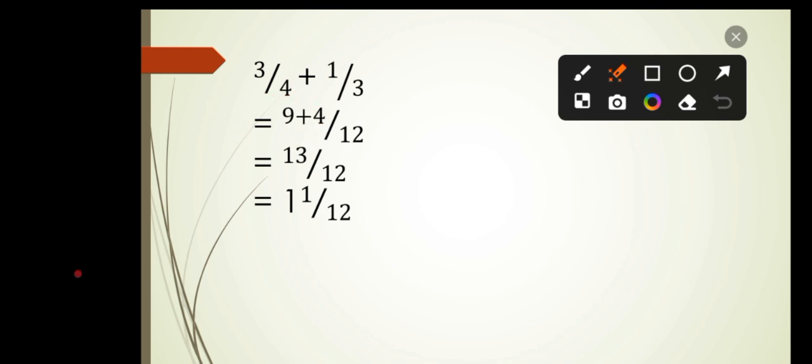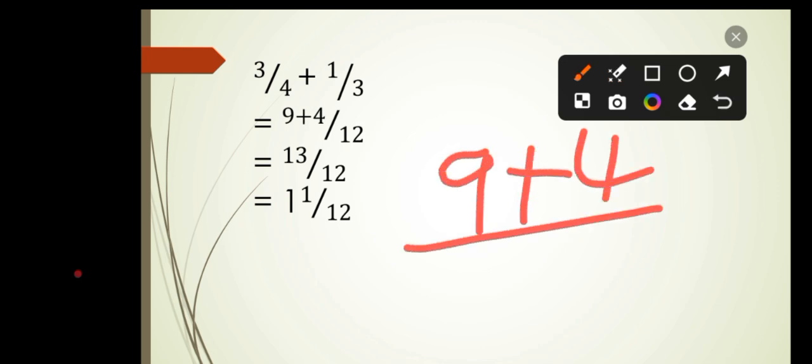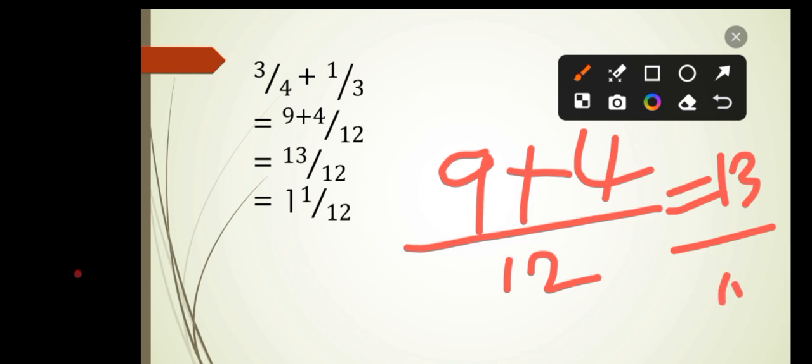We come to this fraction. This denominator 3 goes into this 12, the LCM, and gives us 4. 4 times this 1, the numerator, will give us 4. That's how we have this 4. Over 12, the denominator, which we got as the LCM. 9 plus 4 will give you 13. That is how we have 13 over 12.